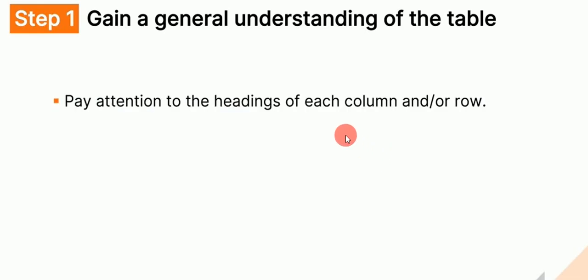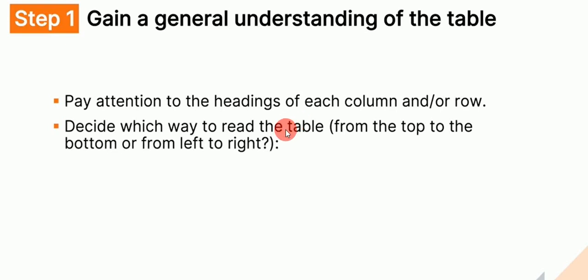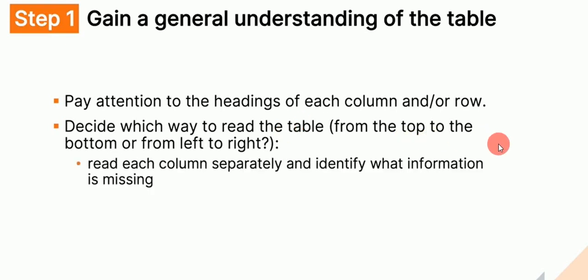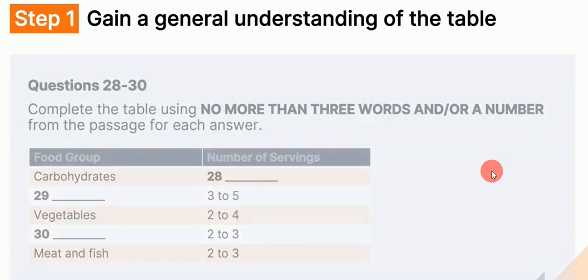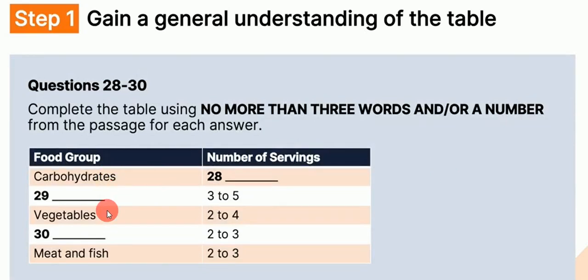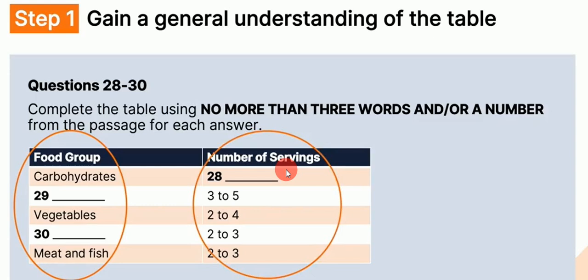Next, decide which way to read the table. Should you read it from the top to the bottom, or should you read it from left to right? One way is to read each column separately and identify which information is missing. In this case, we can see the first column contains the names of food groups. So there are 2 examples of food groups missing in questions 29 and 30. In the second column, you can see that in question 28, the missing information is the number of servings.